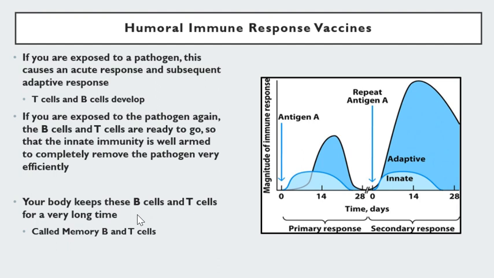That's also technically humoral responses. So if you're exposed to a pathogen, this causes an acute response, and then you activate T and B cells. If you are exposed to the pathogen again, the B cells are ready to go, so that you have an immediate response to this. So what I'm saying here is that you have an exposure to an antigen, you have this response that we saw in the last slide, and then you deal with that pathogen.